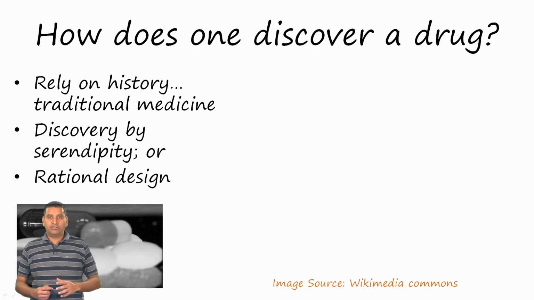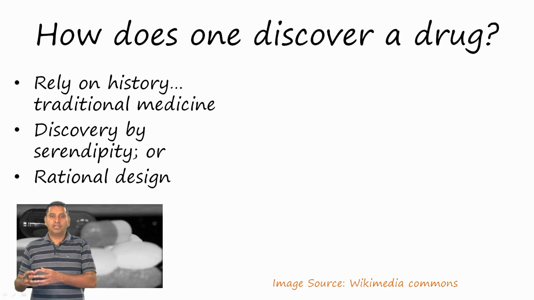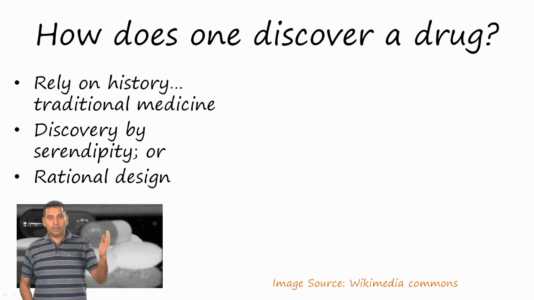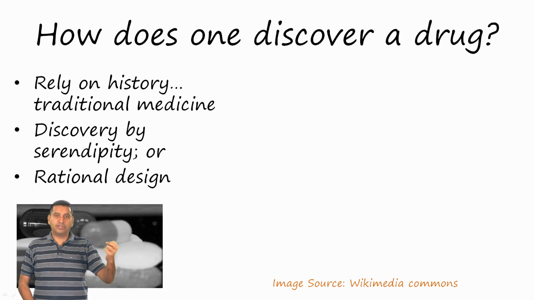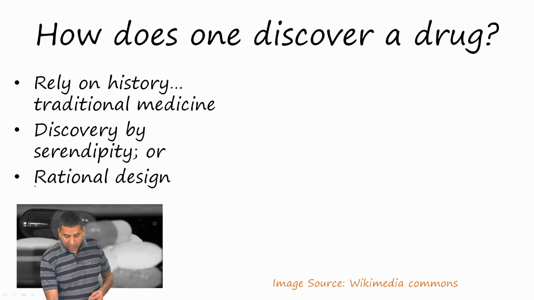The traditional way in which we discover a drug is to rely on history. Many of us have exposure to traditional medicine. These are practices which are passed on from one generation to the other, and these are very important components of mitigating or even treating certain symptoms. The other way to discover a drug is completely by accident, or by serendipity. What this means is that you are looking for some other property of the molecule, but you end up finding a different property which results in a drug. And the last way to discover a drug is through rational design. Modern medicinal chemistry relies a lot on how to rationally design a drug.